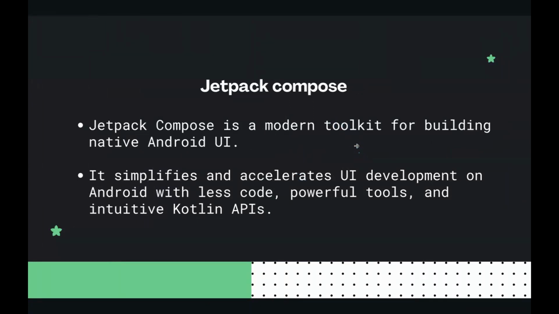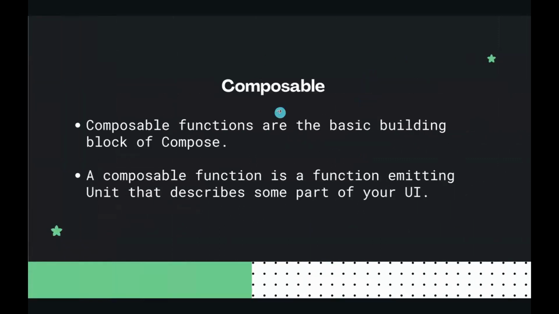So what's a composable? In Jetpack Compose, we have functions that we annotate as composables, and these are the smallest or basic building blocks of Compose. These composables return a unit which describes a part of a user interface. The reason we don't always see the return type as Unit is that in Kotlin, when the return type is Unit, we don't have to show it.